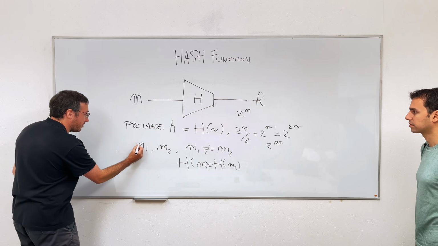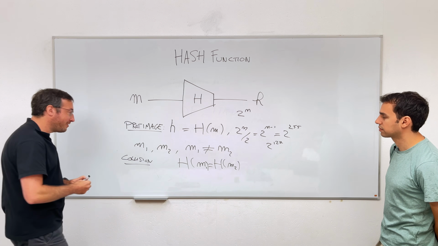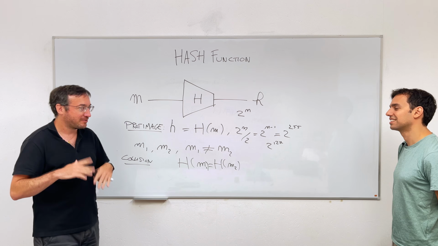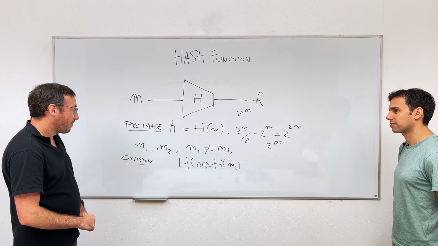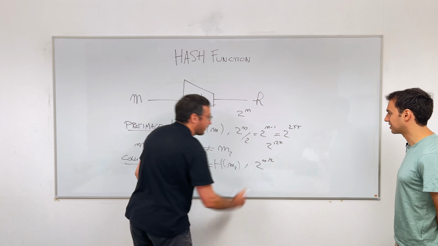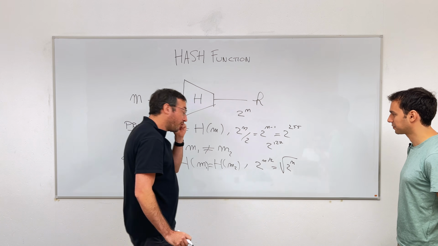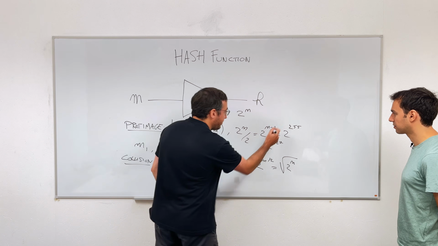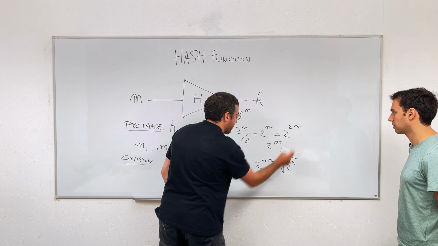Now for collisions, it's different. People think, oh yeah, birthday paradox. But I'm not a mathematician, so I like things explained in a simpler way for my brain to process. Spoiler: the answer will be 2 to the n over 2, which is equal to the square root of 2 to the n. Why is it quadratically smaller? Because if n is 256, then you end up with 128 instead of this.